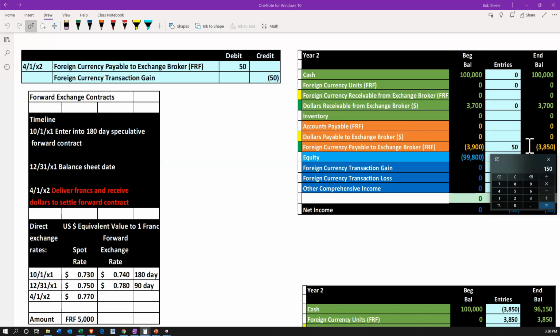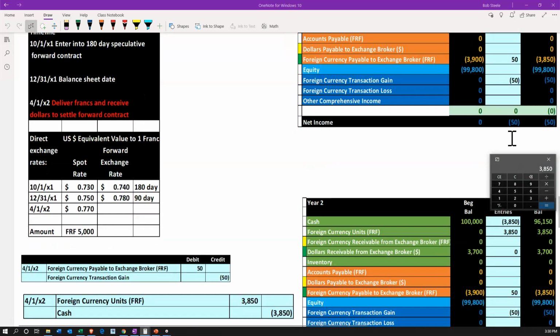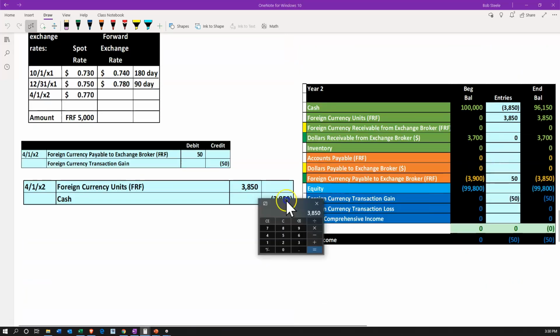So we're going to spend some of our dollars and buy some francs, which isn't a problem because we already know what the exchange rate is at this point. It's the spot rate of 0.77. So we need 5,000 francs, and we're going to spend dollars on that, which is times 0.77 for the exchange rate, which is $3,850 that we're going to spend to get 5,000 francs, which are valued, of course, at $3,850. So that's going to be our transaction here.